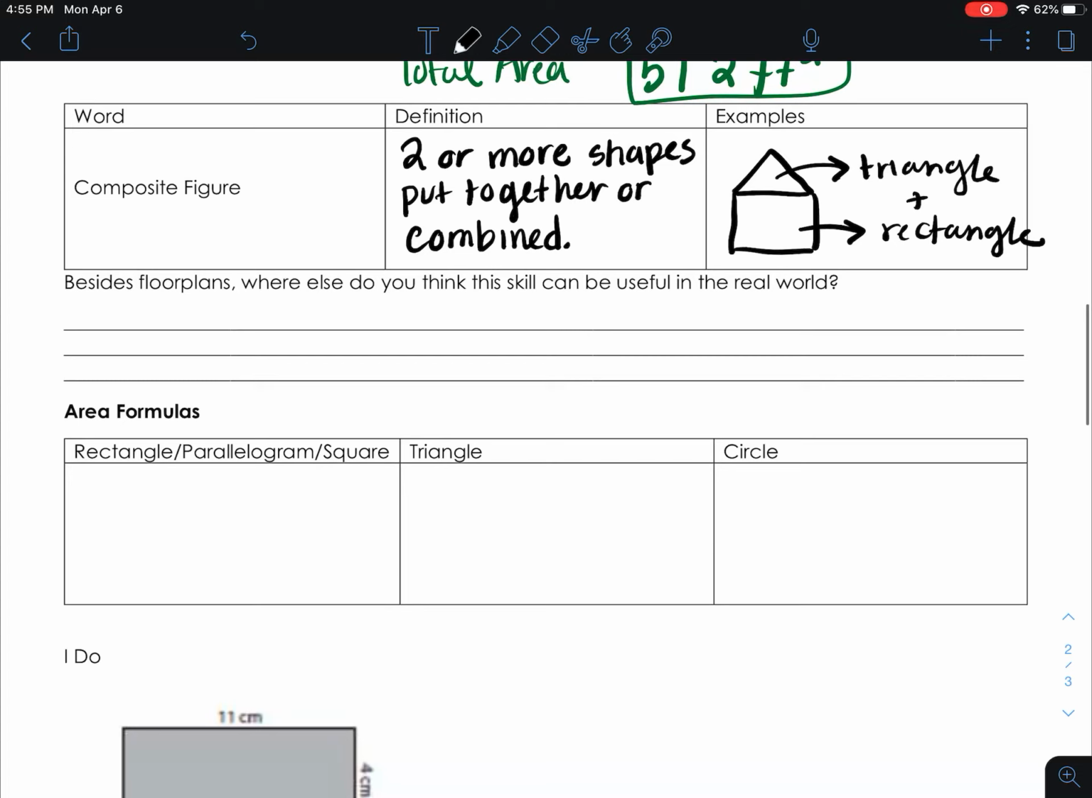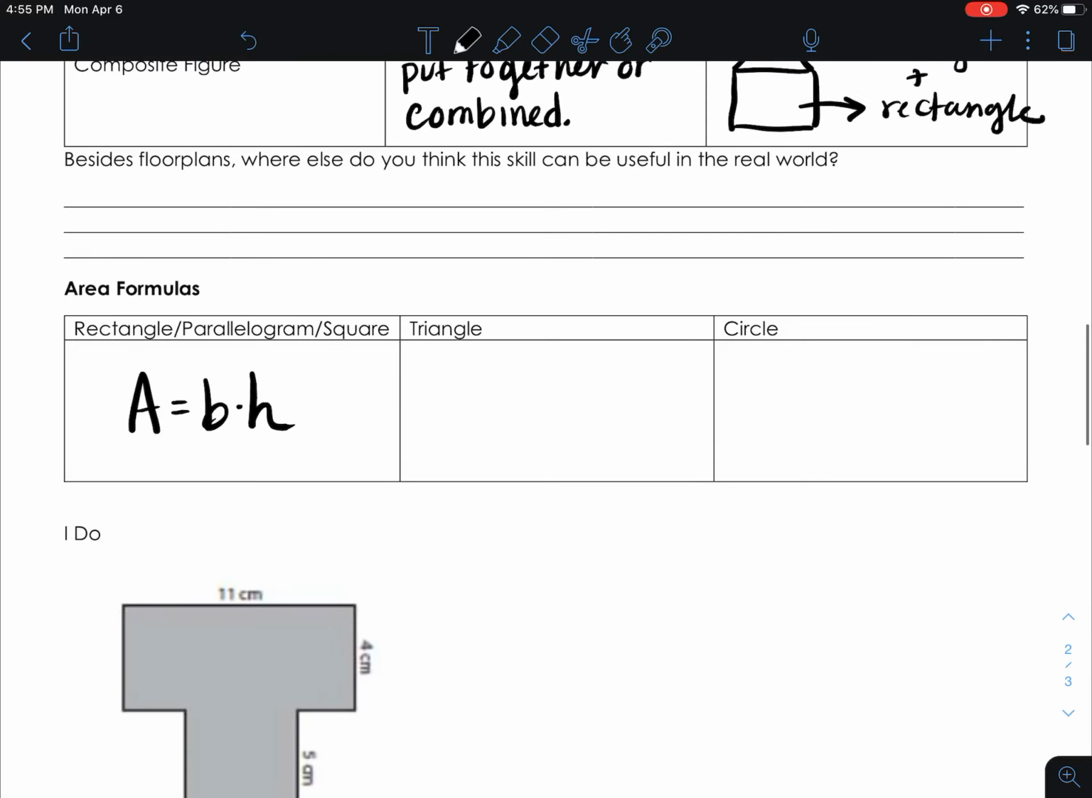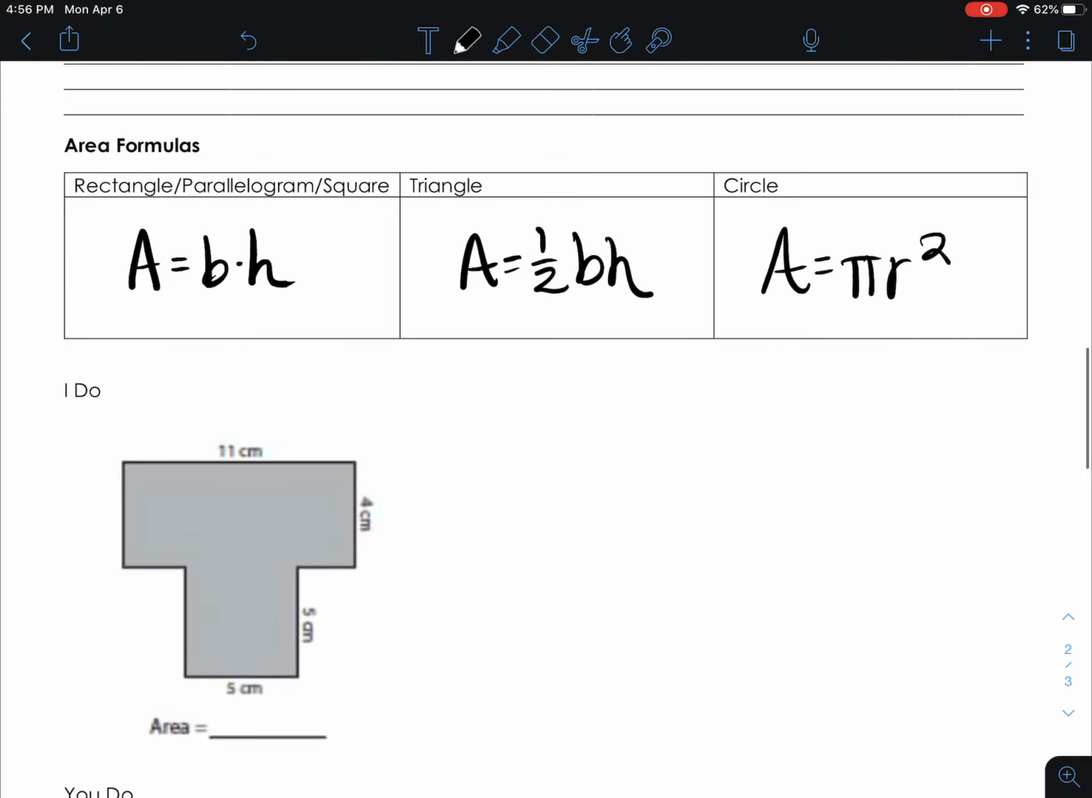The area of rectangles, parallelograms, and squares are all the same. Area equals base times height. Okay, and the triangle is 1/2 base times height, and just to review, for a circle it is pi r squared. Now today we're not really going to do circle stuff, but later on we will. So I just wanted to add that in there.